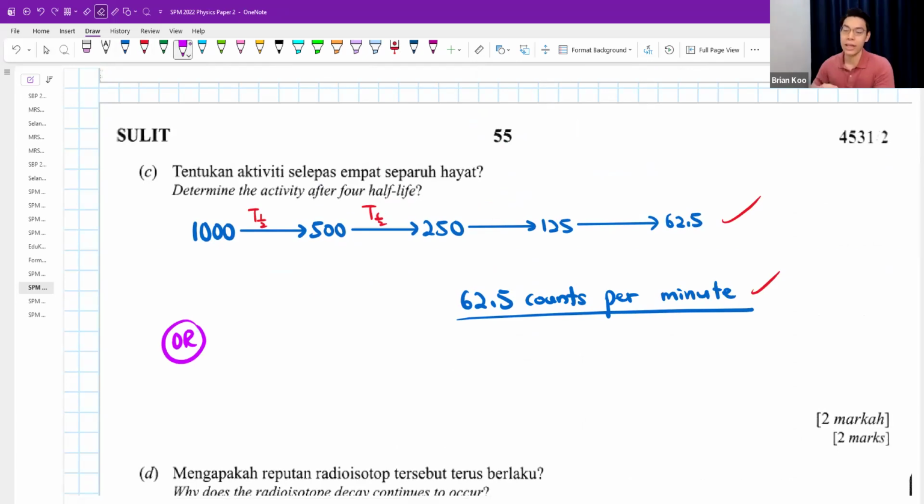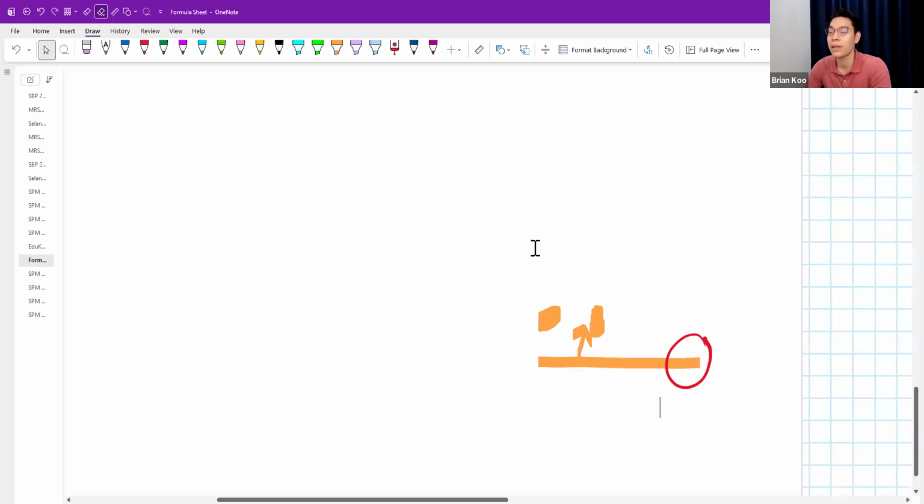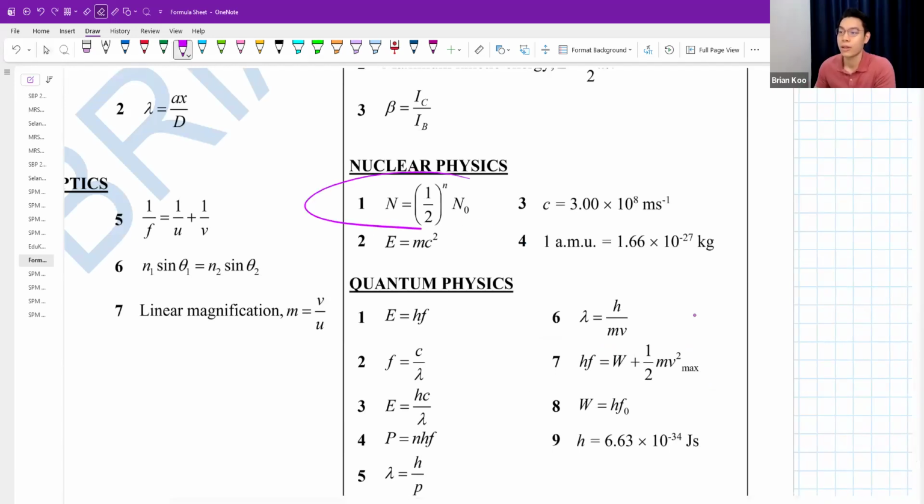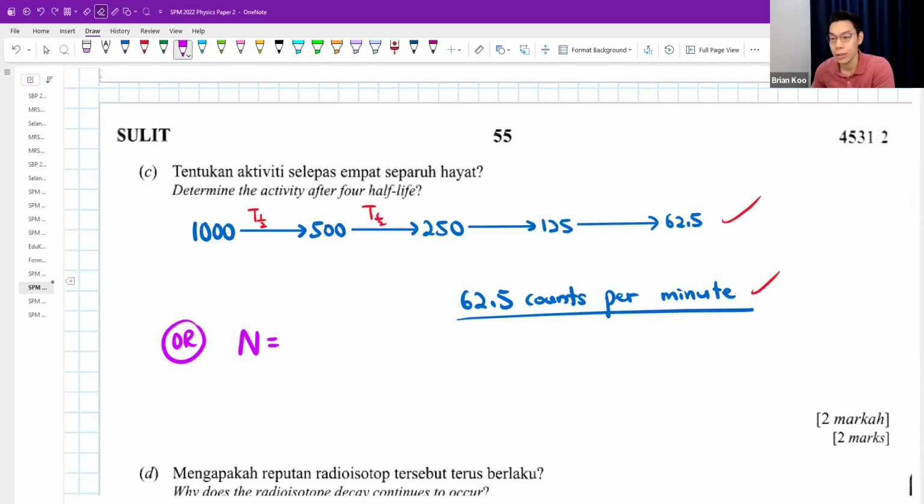So just draw arrow. The other way that you can also do is to go and use the formula under nuclear physics. This one right here. Okay, where the number N equals bracket 1 over 2 to the power of n, and then N0. N0 is the original number. So if you do like this, okay, you want to find the number at the end.